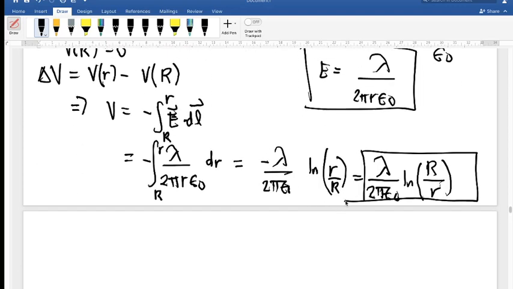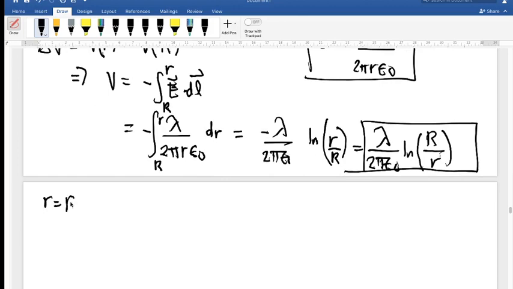Now, as you can see here, we cannot make infinity our reference, because the potential also goes to infinity at infinity. If r is equal to R, the potential is obviously equal to 0 because that is our reference point: R divided by R gives a potential of 0, which is correct. But when r is equal to infinity, what will happen to this expression?